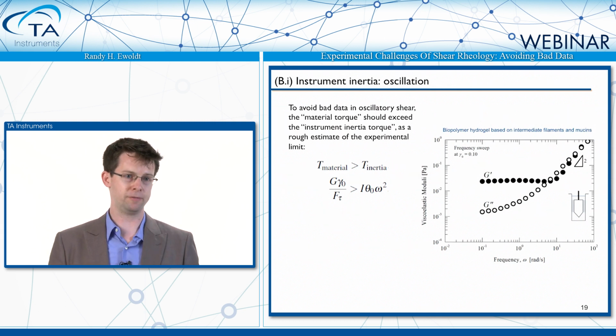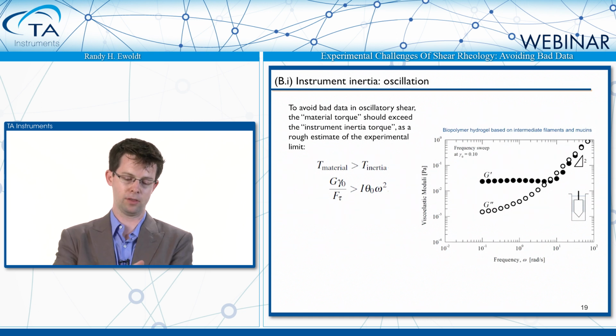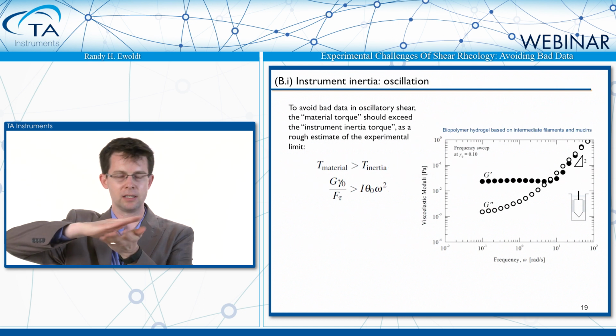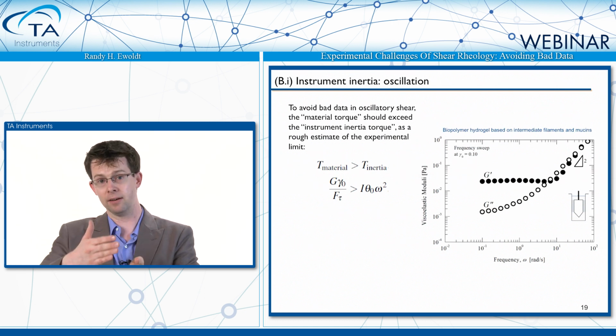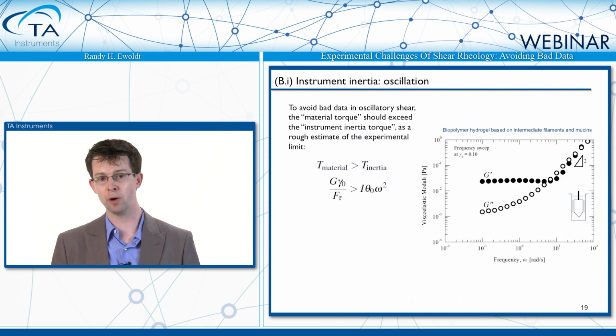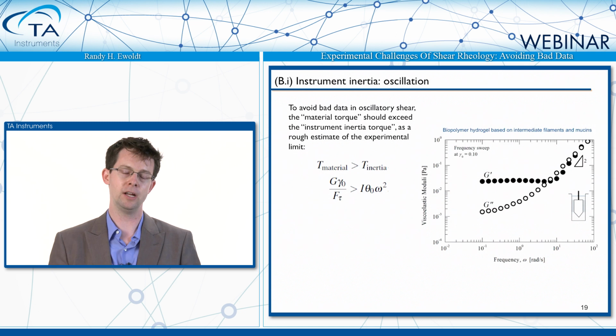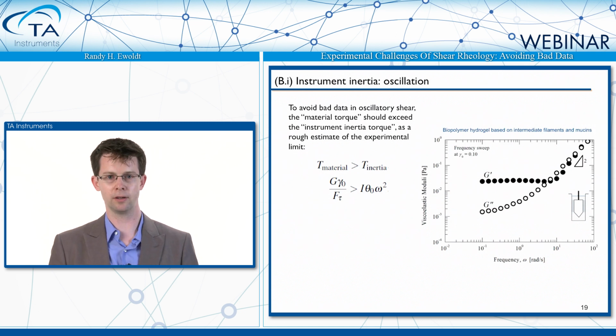But the more prominent feature that I pointed to earlier is actually the inertia in this system. So here's one criterion: whatever the material is doing to resist the deformation in your instrument, that torque should be bigger than other torques required to impose the deformation, namely in this case the inertial torque required to oscillate back and forth, to accelerate in rotation. So here's a very simple criterion: the material torque should be larger than the inertial torque. And they scale in the following way, shown in the equation.